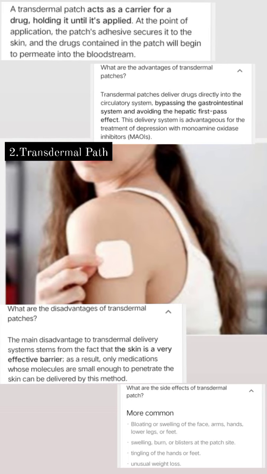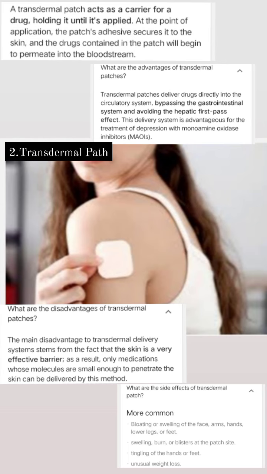The advantages of the transdermal patches. Transdermal patches deliver drug directly into the circulatory system, bypassing the gastrointestinal system and avoiding the hepatic first pass effect. This delivery system is advantageous for the treatment of depression with monoamine oxidase inhibitors.